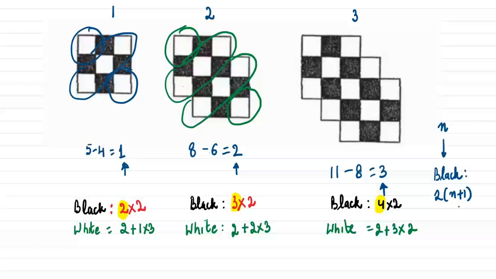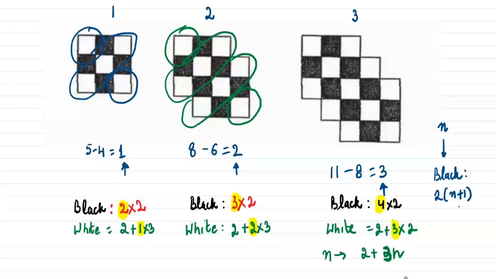And now let's check for the white ones. 2 is constant in all and the number of groups of 3 is changing. So here in the first one we have 1 group of 3. Second figure we have 2 groups. Third figure we have 3 groups. That means it is the same as the figure number. So for nth it should be 2 plus 3n, n groups of 3.